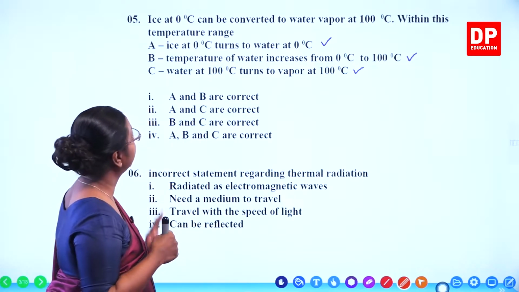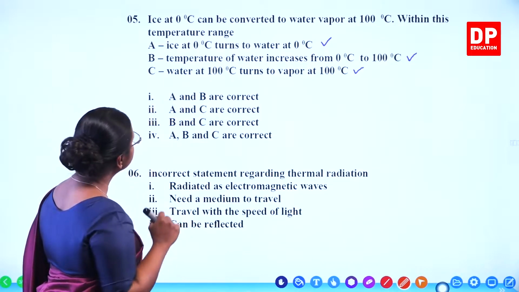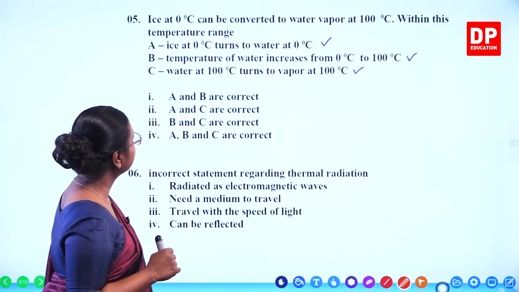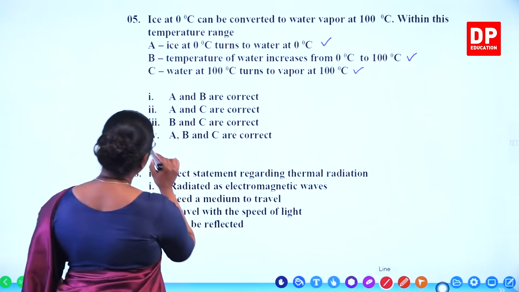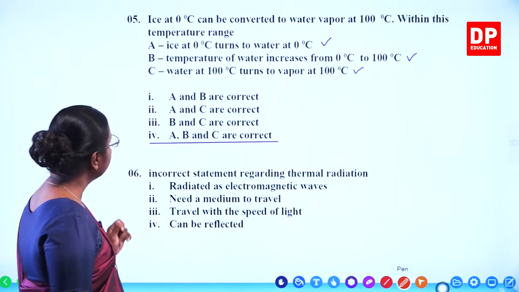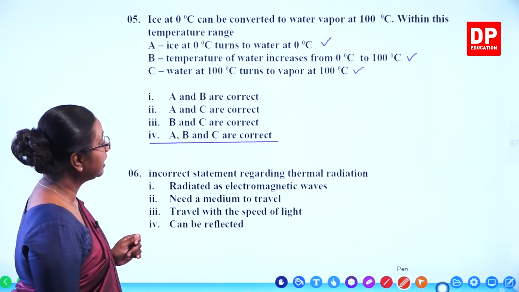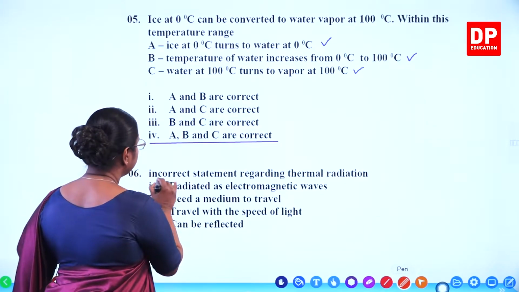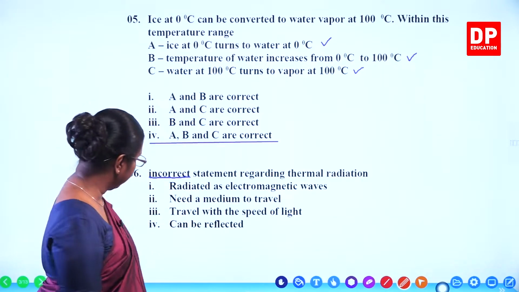So all three statements are correct. A and B are correct, A and C are correct, B and C are correct, A, B and C are correct. So here all three are correct. A, B and C are correct. Then the sixth question. Incorrect statement regarding thermal radiation.